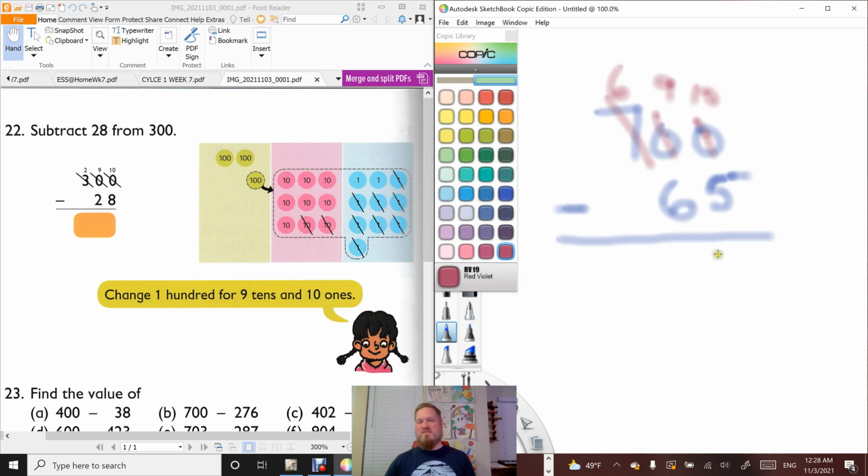All right, 10 minus 5 is 5, 9 minus 6 is 3, 600s minus no hundreds is 6, so 635. How'd you do? Do you have questions about this one fell swoop method? If you do, come talk to me. We can write it on the whiteboard or discuss it some more.